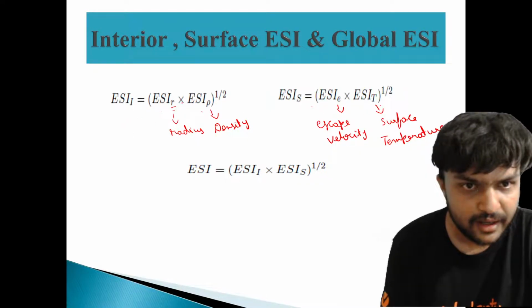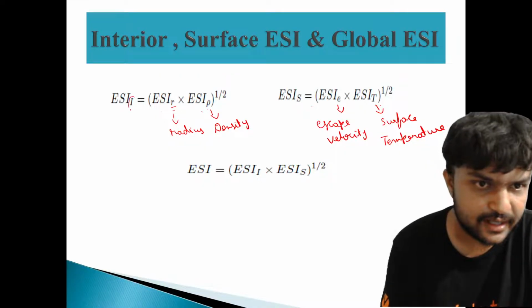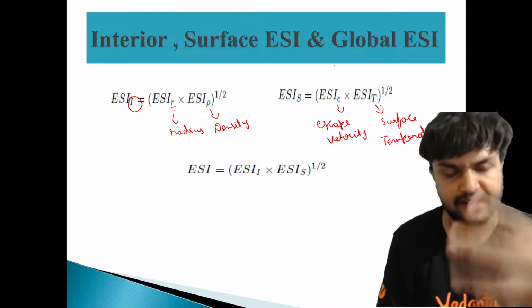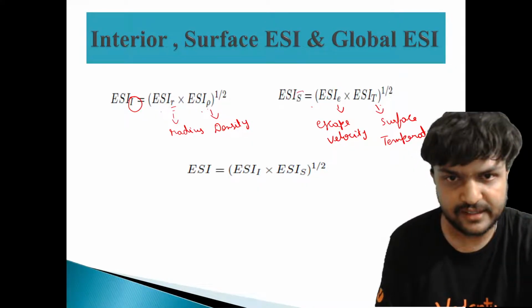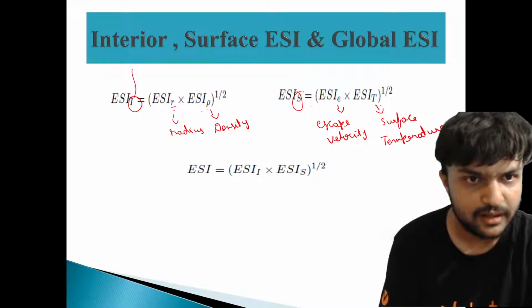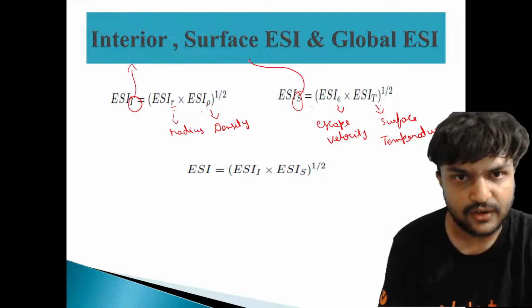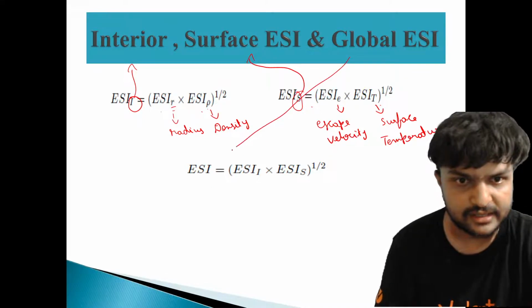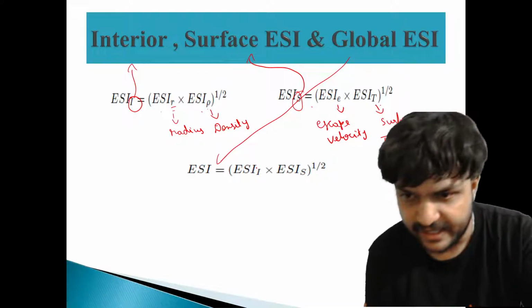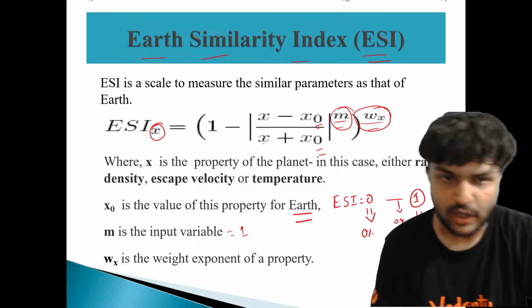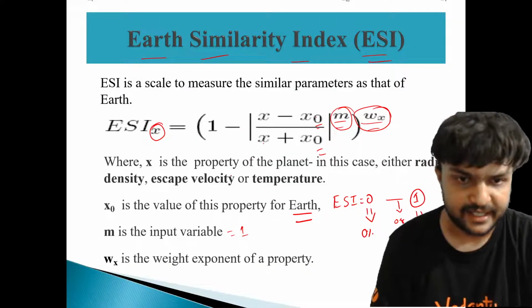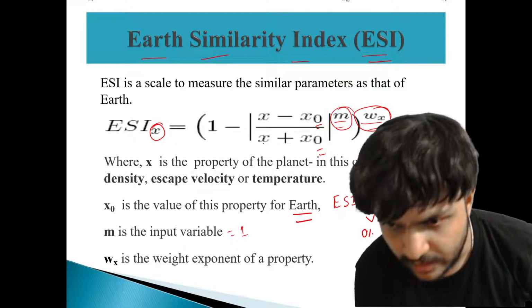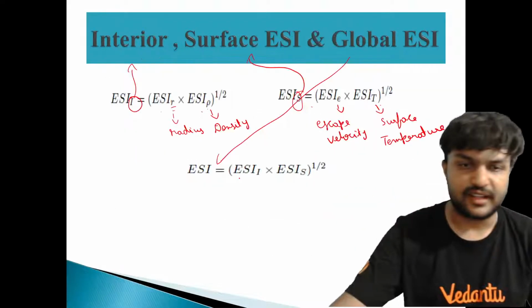The radius and density we call the interior parameters of ESI, whereas S stands for surface, I stands for interior. And when we take the geometrical mean of both, we call that the global ESI, meaning the total ESI. What is m? M is basically an order, an input variable order. We set it to 1. It is just an order at which the value is being compared. So that's how we do that.